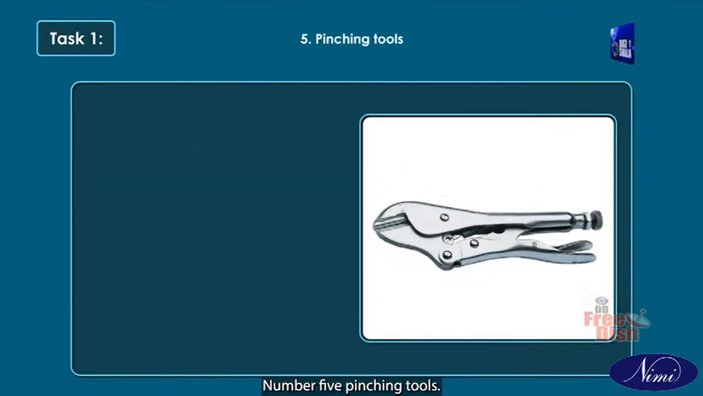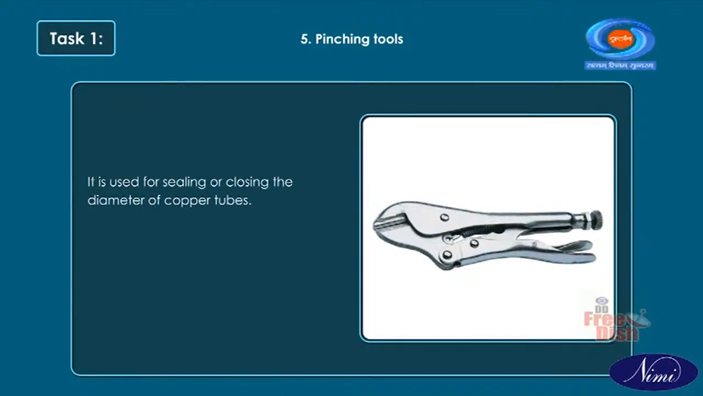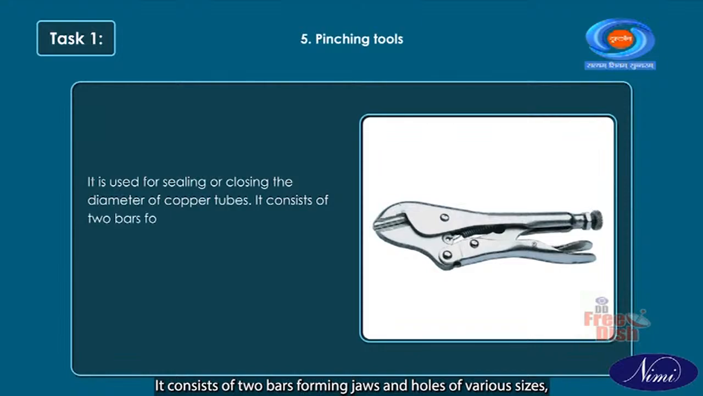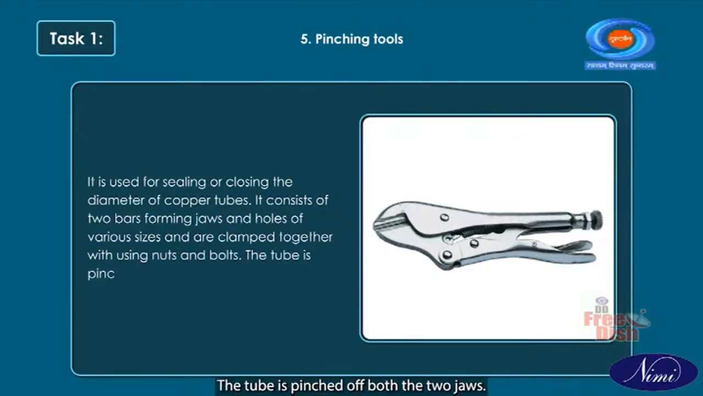Number 5. Pinching tools. It is used for sealing or closing the diameter of copper tubes. It consists of two bars forming jaws and holes of various sizes, and they are clamped together using nuts and bolts. The tube is pinched off between the two jaws.